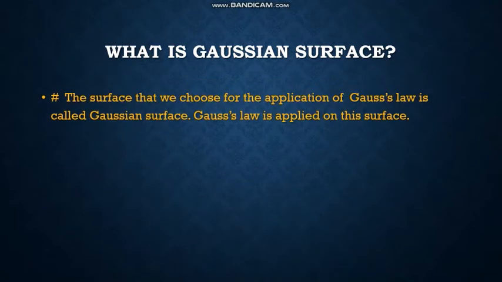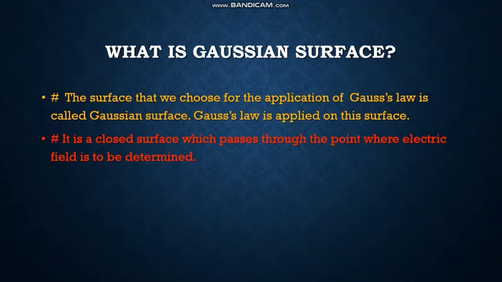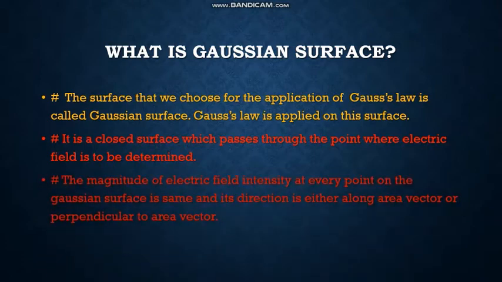The surface that we choose for the application of Gauss's law is called Gaussian surface. Gauss's law is applied on this surface. It is a closed surface which passes through the point where electric field is to be determined. The magnitude of electric field intensity at every point on the Gaussian surface is same, and its direction is either along area vector or perpendicular to area vector.